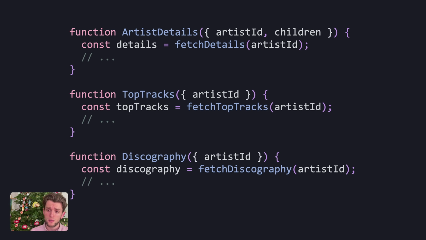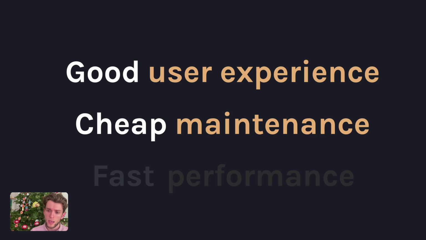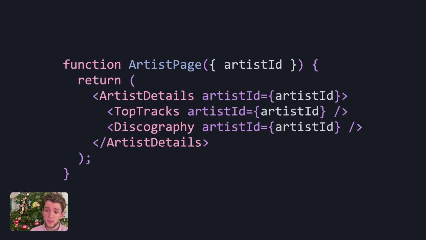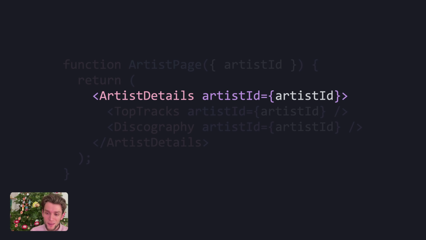So I want my code to look like this. And finally, I want my code to be fast. And it turns out that this is not fast. And the reason it's not fast is because, well, let's just see the order in which this code executes.